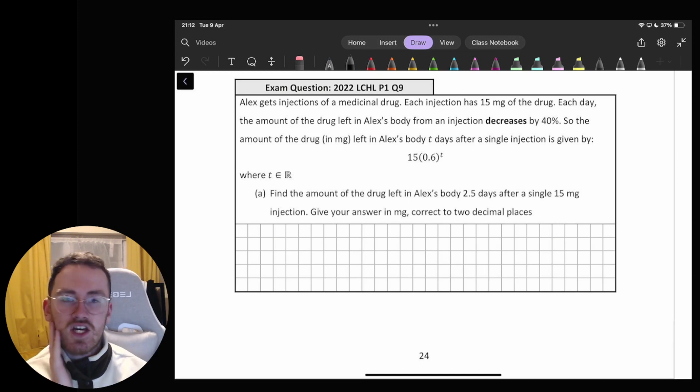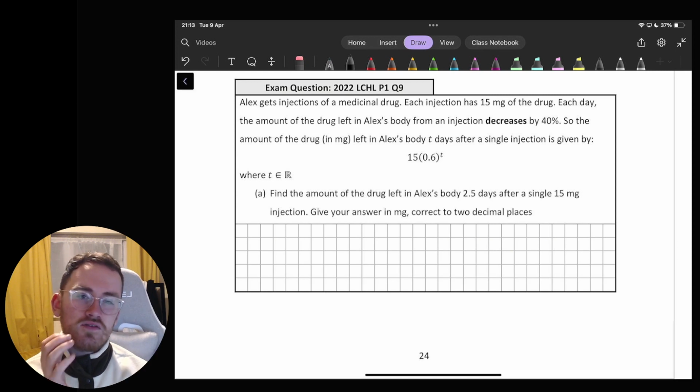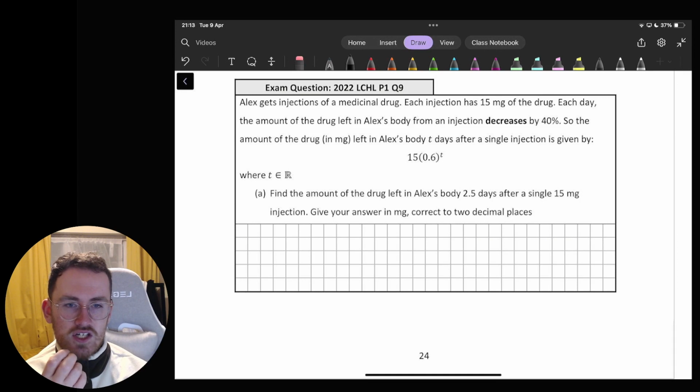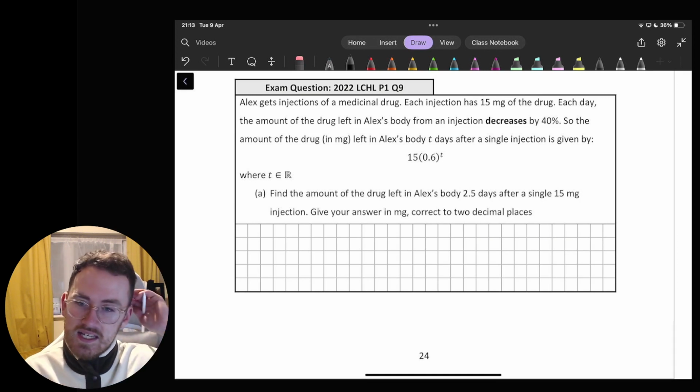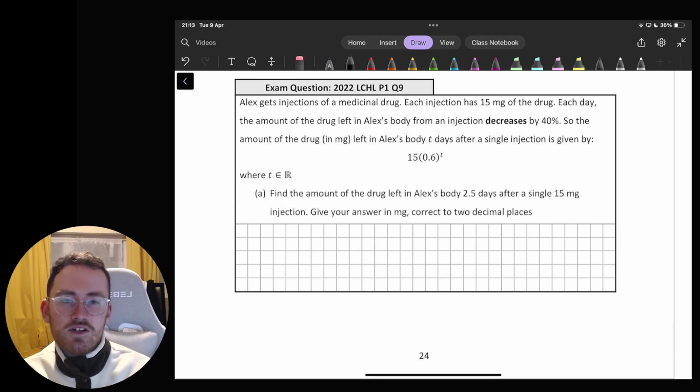So Alex gets injections of a medicinal drug. Each injection has 15 milligrams of the drug. Each day the amount of drug left in Alex's body from an injection decreases by 40%. So the amount of the drug left in his body t days after a single injection is given by 15 times 0.6 to the power of t, where t is an element of R. Find the amount of drug left in Alex's body 2.5 days after a single 15 milligram injection.